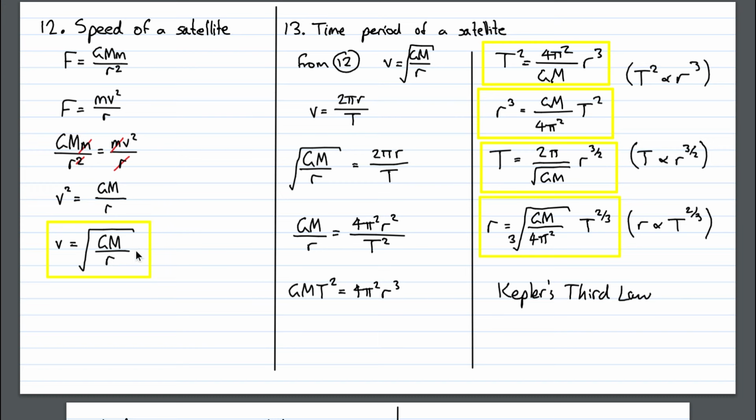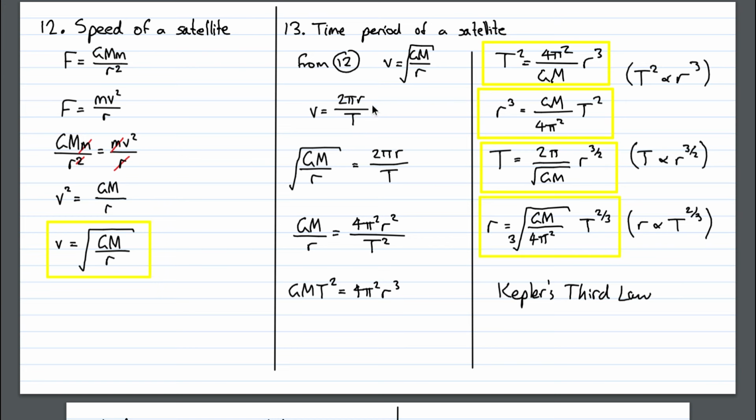So if you have elliptical motion that is not circular, then you have to do something a little bit more extravagant. Let's move on to number 13, the time period of such a satellite. From the previous equation, we've got the speed, and that's fine. We also know that we're travelling in a circle, so the speed is equal to the distance, which is the circumference of the circle, 2 pi r, divided by the time period, how long it takes for the satellite to move around in its orbit once.